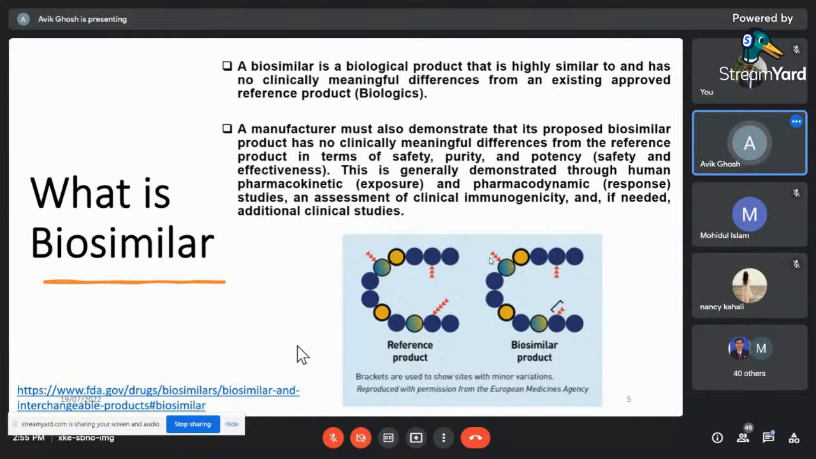As I mentioned, when you are applying for a license for marketing of a biosimilar, the manufacturer needs to demonstrate that there is no clinically meaningful difference between the reference product, which is the biologics that is in the market, and the biologics product in terms of safety, purity, and potency. Potency is efficacy that I'm talking about. So these are generally demonstrated by the PK/PD studies and clinical immunology or additional clinical studies.